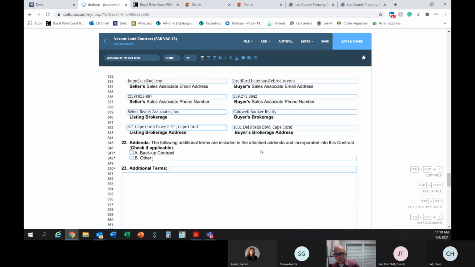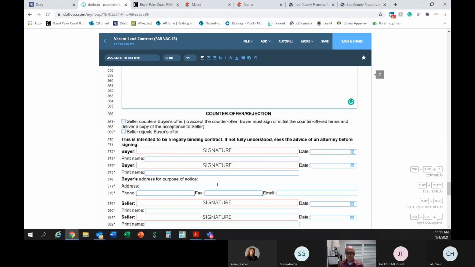Okay, the following items are included in the attached addenda and will be incorporated in this contract. Okay, so if you have additional addenda, put it here, and then a coastal construction control line. Maybe you have appraisal, contingency, et cetera, and if there's any additional terms, you can specify them here.